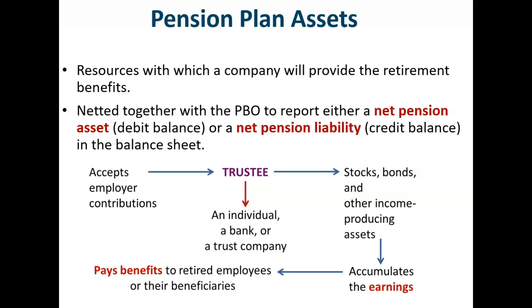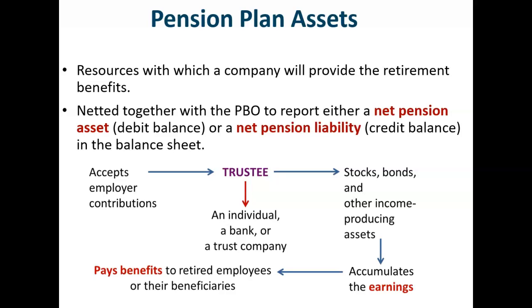Like the PBO, the pension plan assets are not reported separately in the employer's balance sheet, but are netted together with the PBO to report either a net pension asset with a debit balance or a net pension liability with a credit balance. But remember that both the plan assets and the projected benefit obligation must be separately disclosed in the notes to the financial statements.